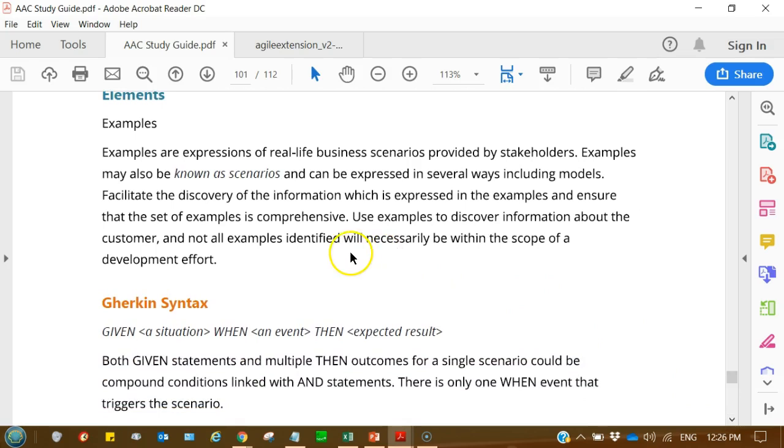To do behavior or acceptance test driven development, obviously we want specific business scenarios. Those are the things that your stakeholders should be providing to you. That's the way you should be driving your development efforts.